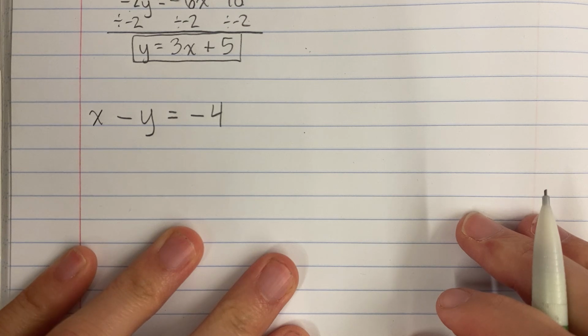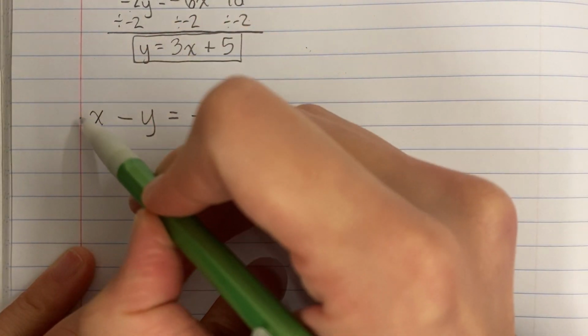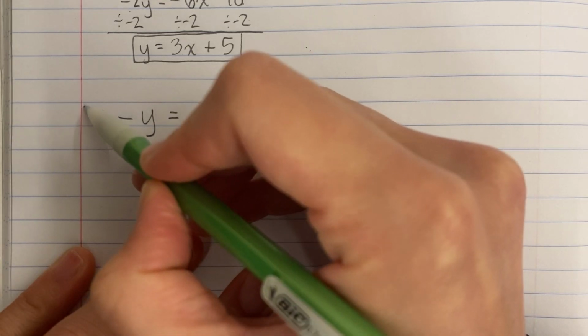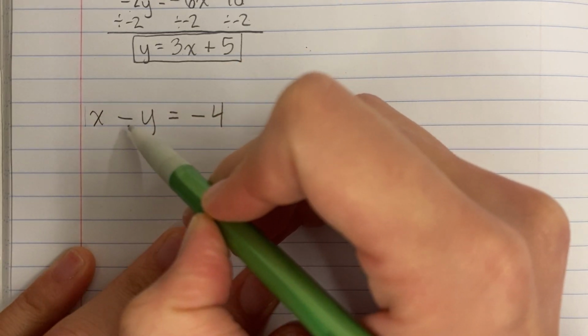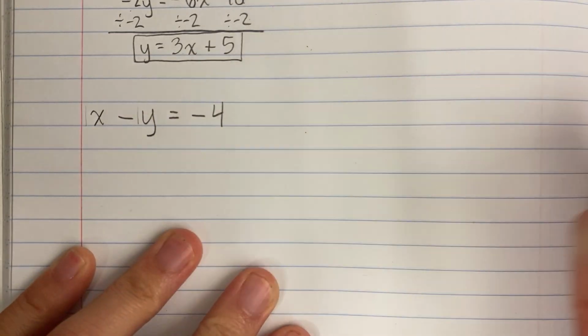Okay, in this one, I have x minus y equals negative 4. Now look, this is standard form. This is a number times x. What's the number? Oh, it's an invisible 1. Times, and then plus a number times y. What's the number? Oh, a negative 1 equals a number. Okay, so this is still standard form.